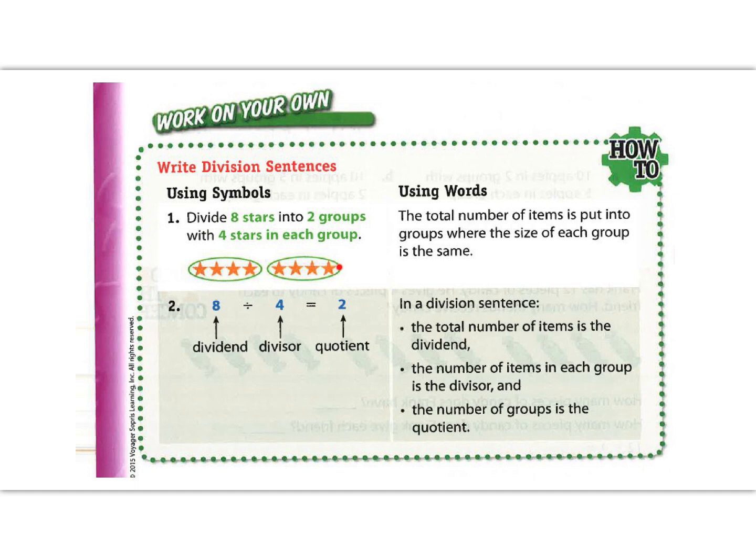So 1, 2 groups. In a division sentence, the total number of items is the dividend, the number of items in each group is the divisor, and the number of groups is the quotient. So the dividend is what you start with. The number of items in each group, so 4 stars in each group, is the divisor, and then the number of groups is the quotient, the answer.